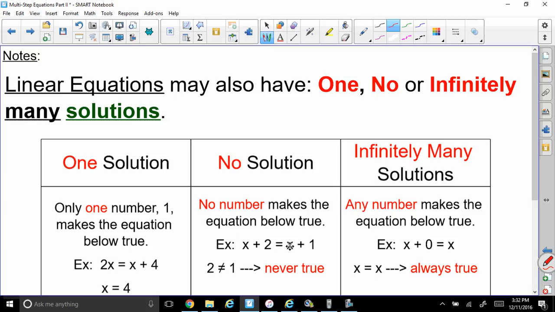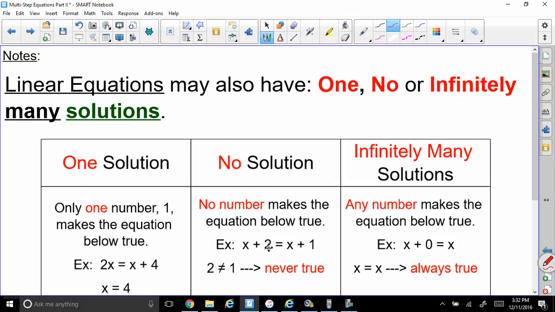Well, if x is the same number and the same value, and we're adding 2 to it on one side and adding 1 to the other side, it's not going to be the same, because no matter what x is, it's not going to be equal. So if I made x say 0, 0 plus 2 will be 2, and that same x is 0, 0 plus 1 is 1. 2 doesn't equal 1, so it's never going to be true regardless of what values we pick for x. So that's a no solution.